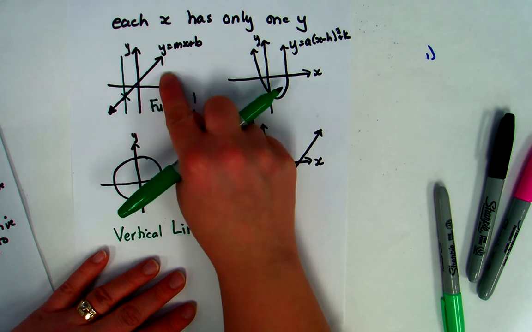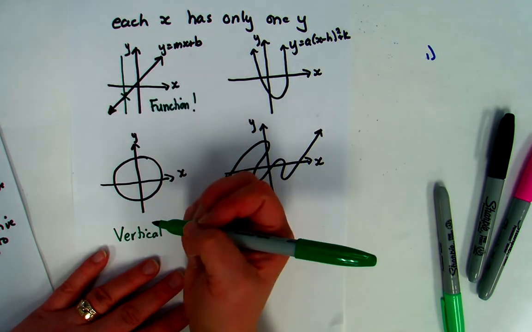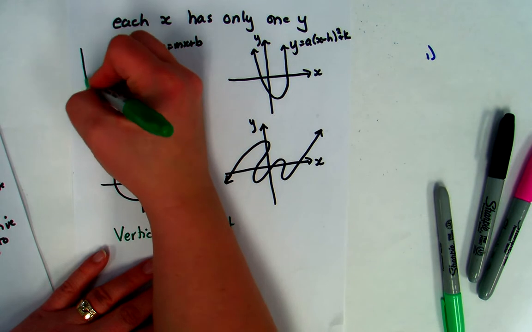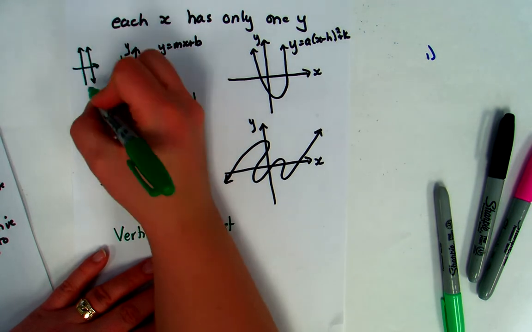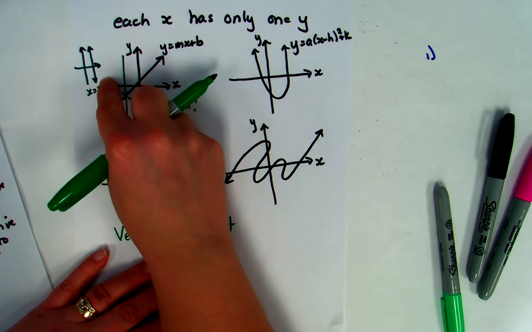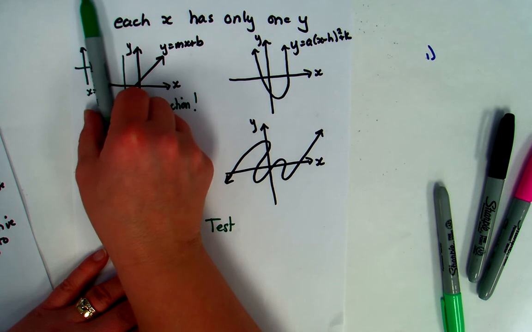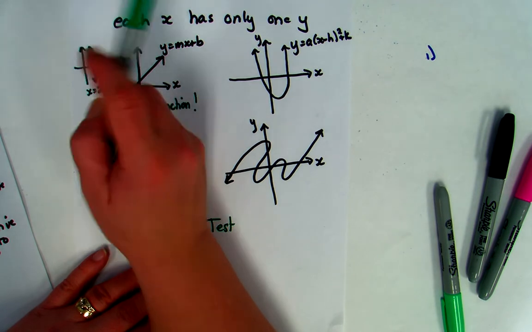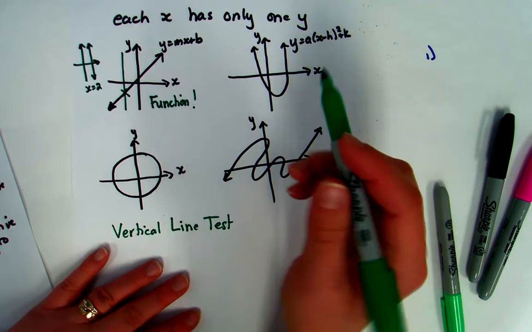In fact, all lines are functions with the exception of a vertical line. If I look at the equation x equals 2, and we talked about this in our review unit, that would be a vertical line at x equals 2. If I put a vertical line right there, this fails the vertical line test, or the VLT for short, because at that point it touches that vertical line a whole bunch of times.